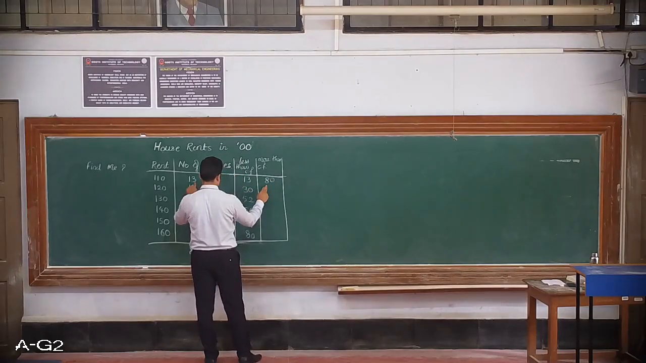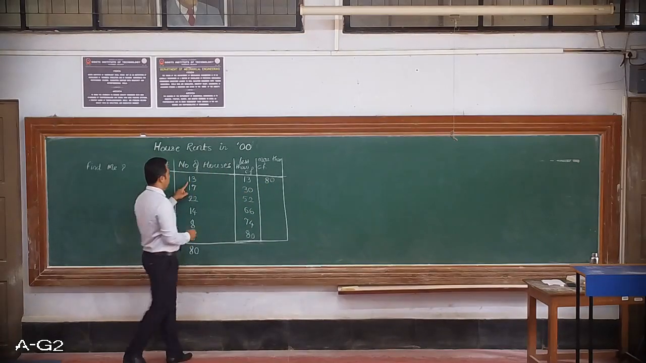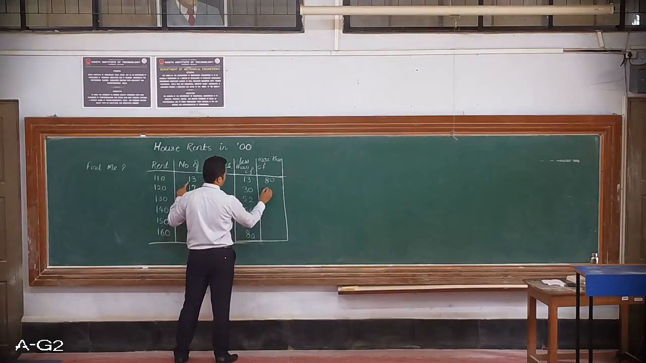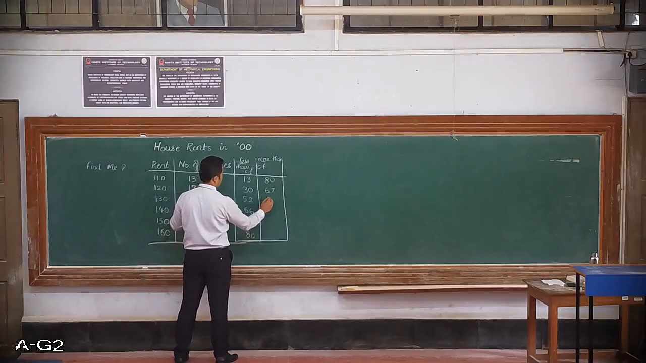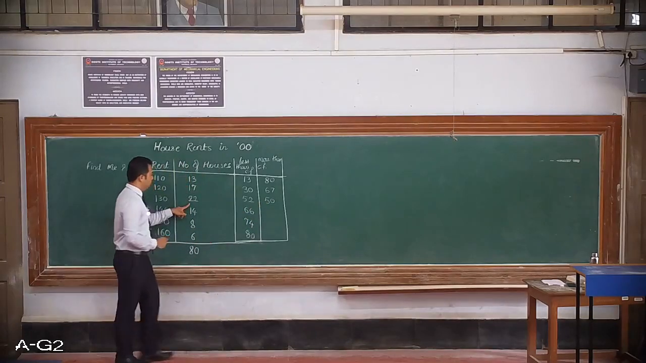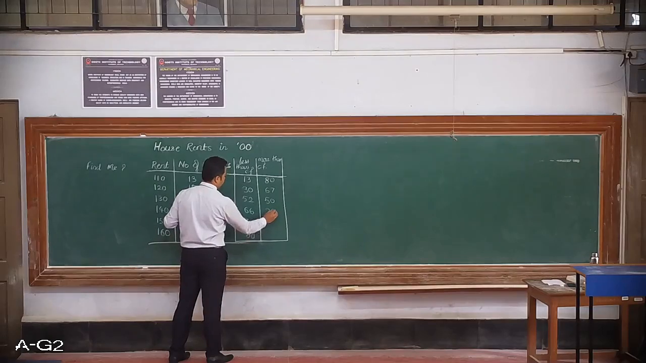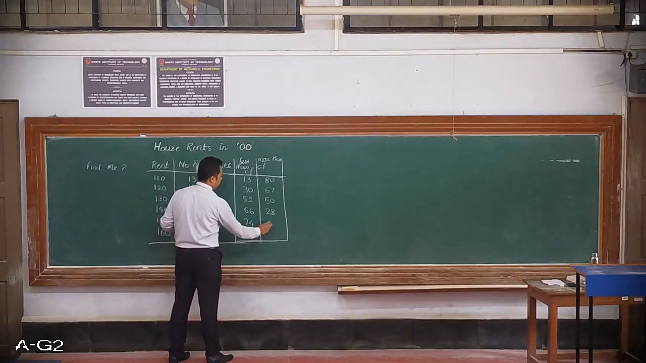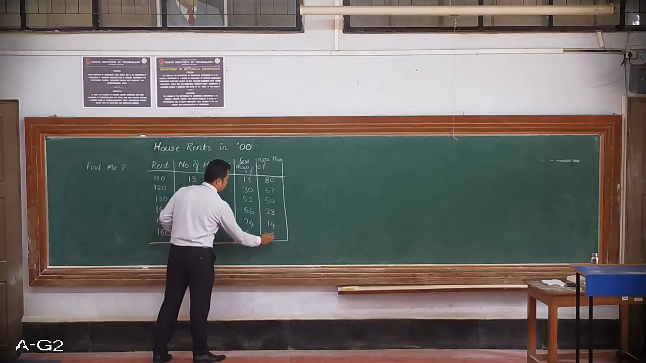then 80 minus 13, this gives you 67, minus 17 gives you 50, 50 minus 22 gives you 28, 28 minus 14 gives you 14, and 14 minus 8 gives you 6.